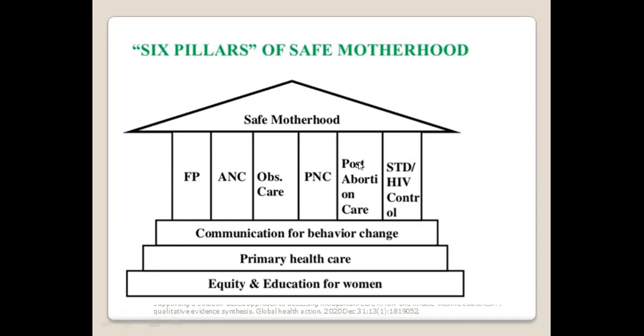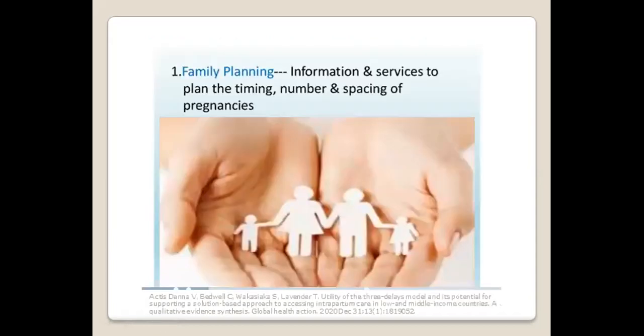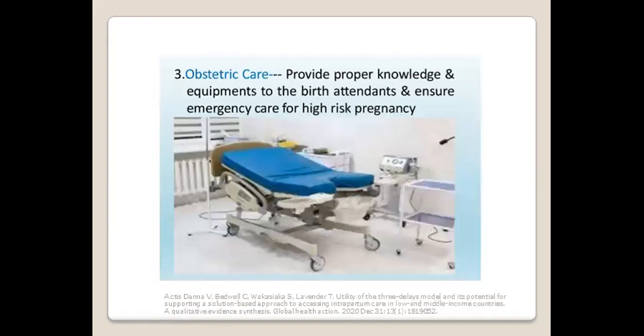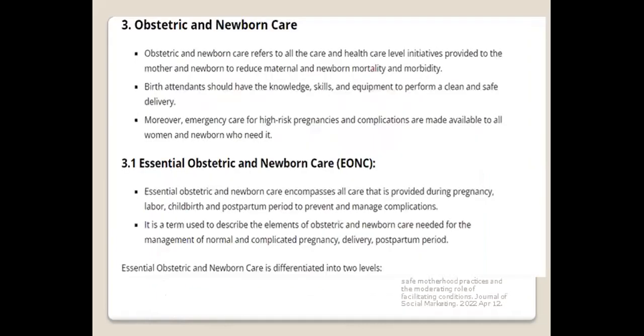Therefore, the two new pillars of safe motherhood that have been added include post-abortion care and sexually transmitted disease or HIV transmission control. Family planning was already added, which includes information and services to plan the timing, number, and spacing of pregnancies. Antenatal care is for early detection and treatment of complications of pregnancy. Obstetric care provides appropriate knowledge and equipment to birth attendants and ensures emergency care for high-risk pregnancy.